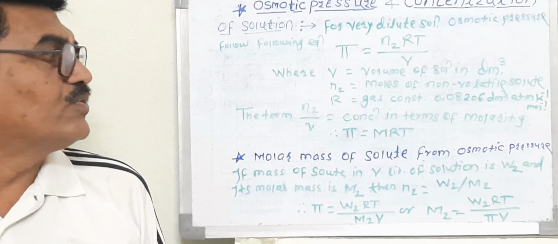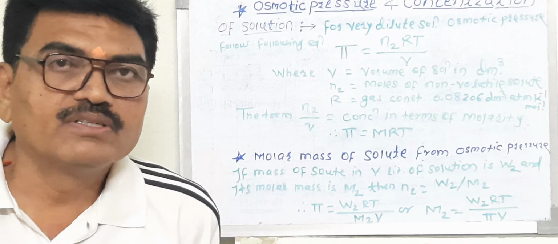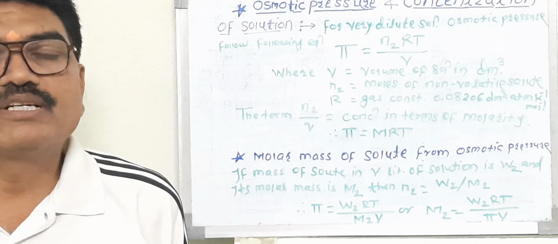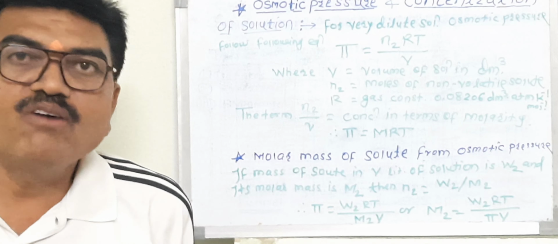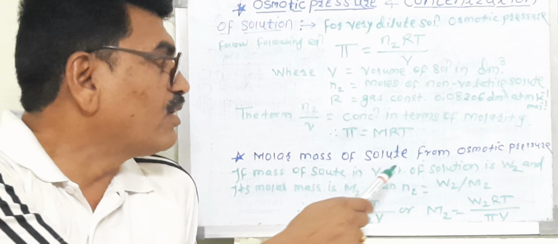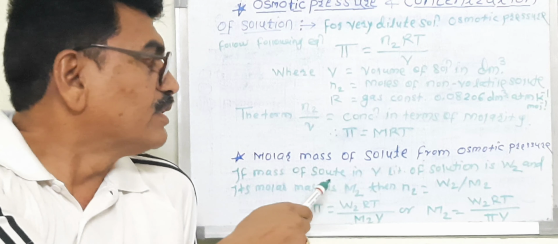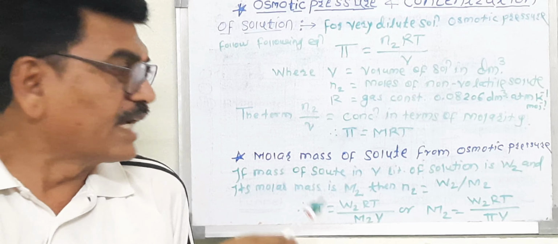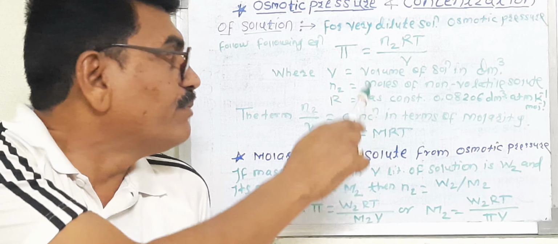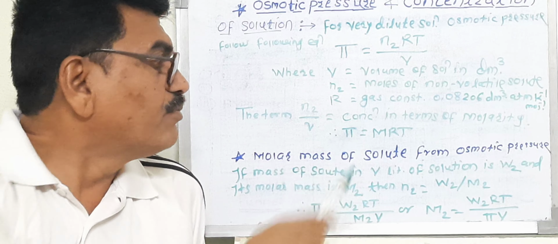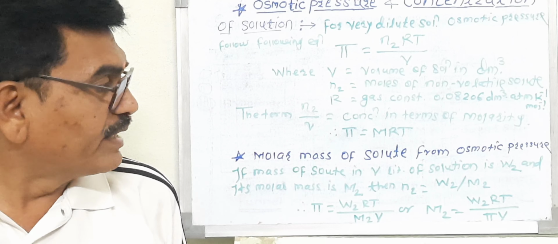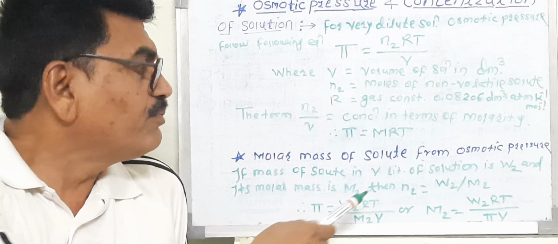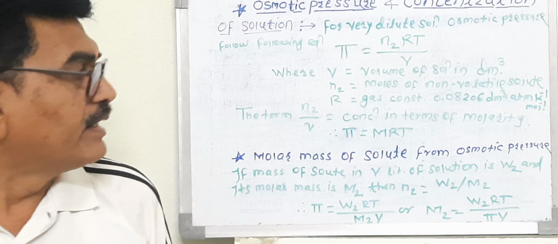So these are the two simple relations: how the osmotic pressure is related to the concentration of the solution, and second, the application of osmotic pressure, how the molar mass of the solute can be determined. We have to remember all these three formulas, and use them at the time of solving the numericals. One more important thing we have to note here.